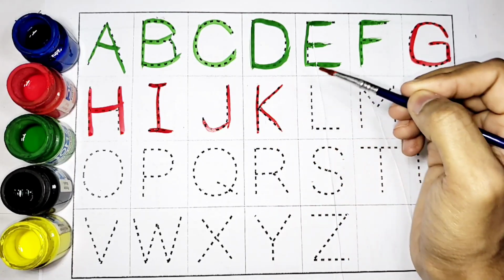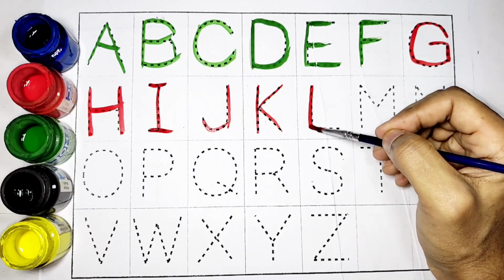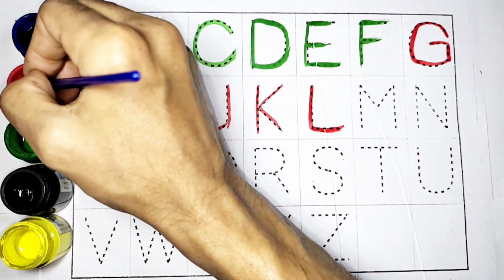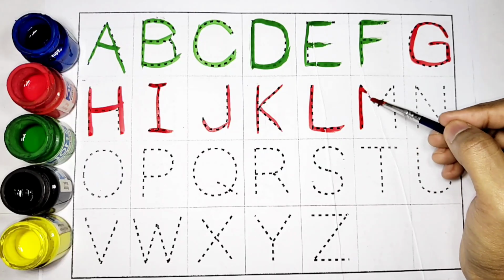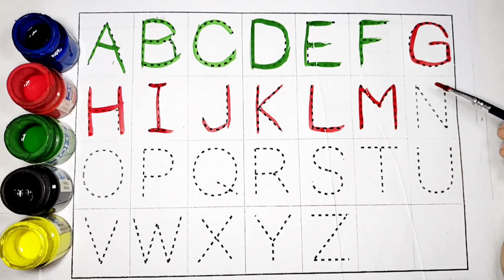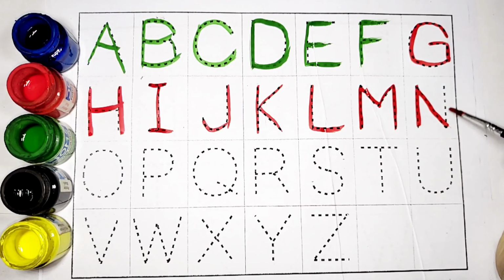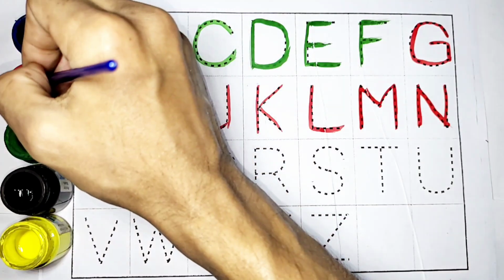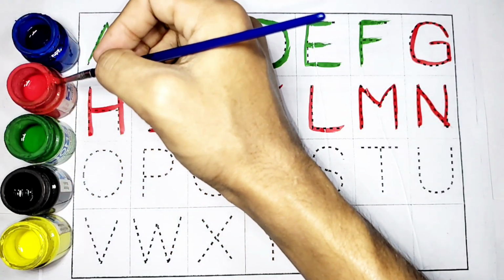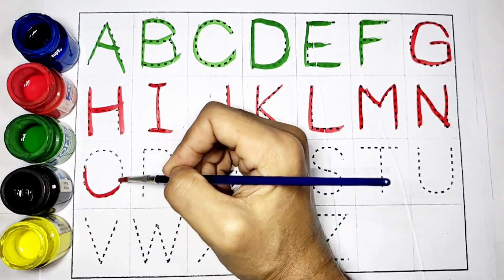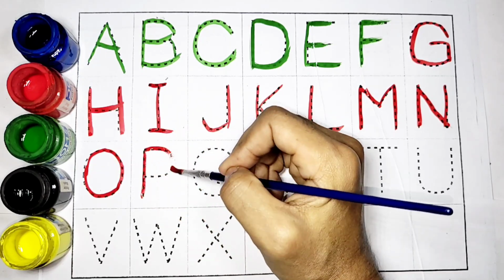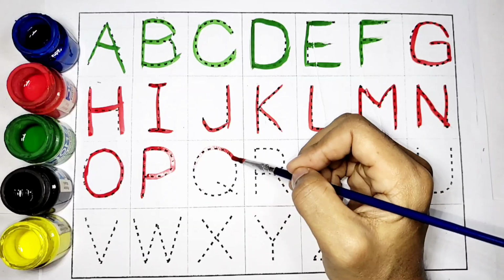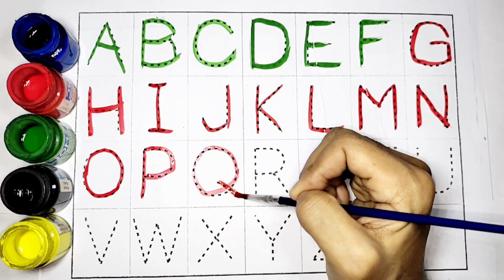And now we'll draw the alphabet K. K for kite. And L for lemon. M for mango. Now we draw N for nest. The next one is O. O for octopus. Kids, now we draw P. And the next one is Q.